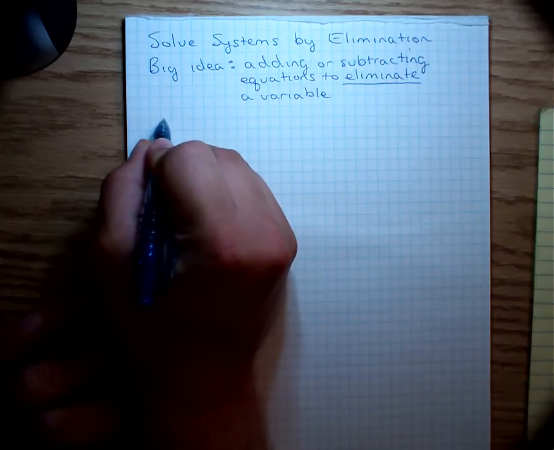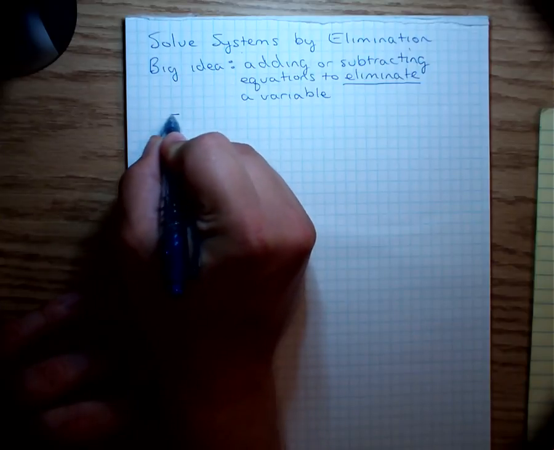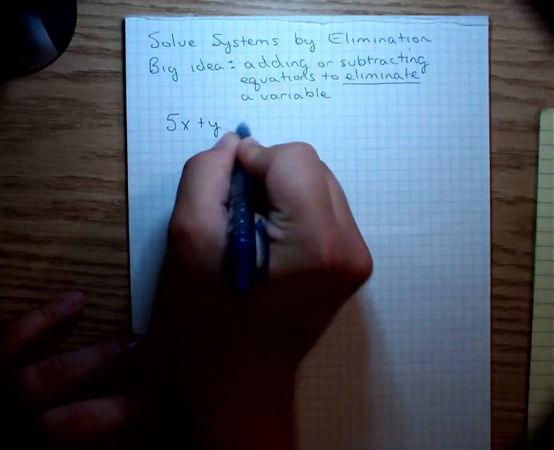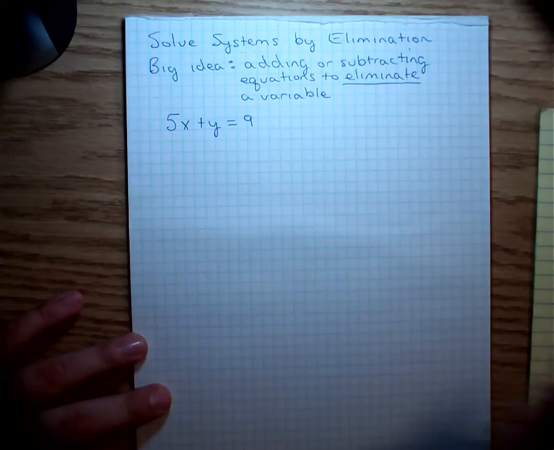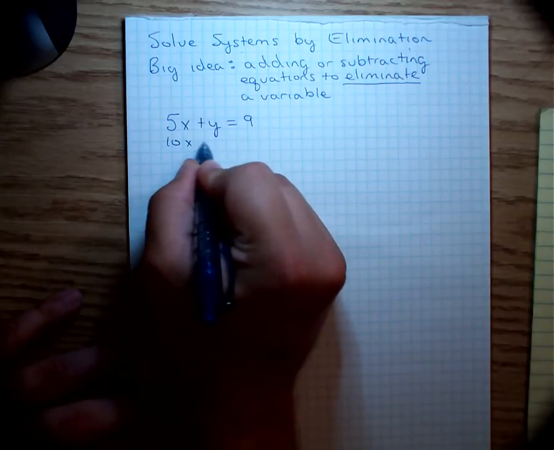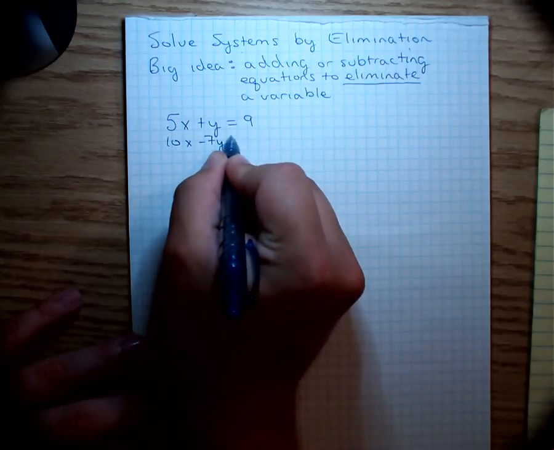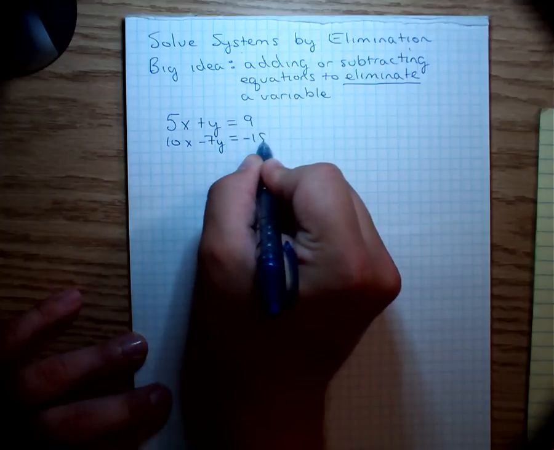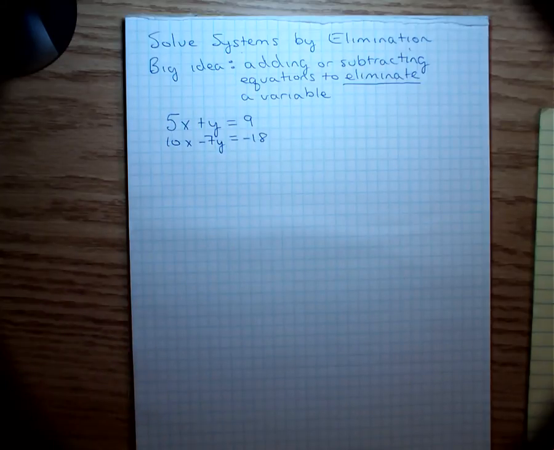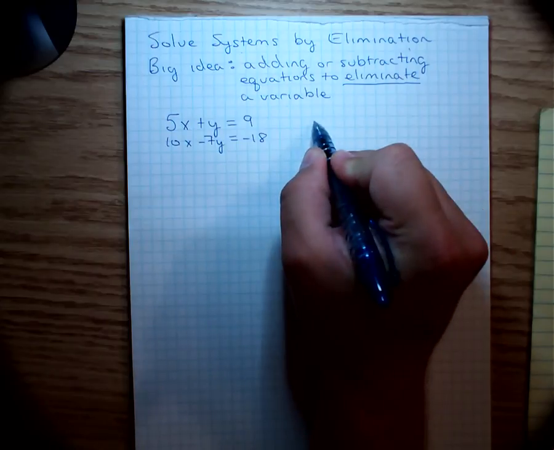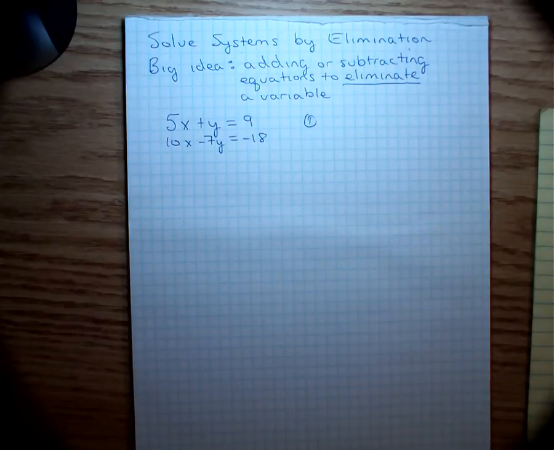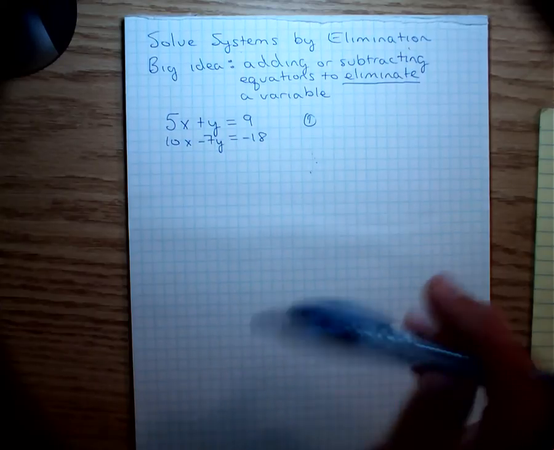So I'm going to give you this equation, 5x plus y equals 9, and 10x minus 7y equals negative 18. And so what's the first thing I got to do? Okay, so we need to multiply one of the equations.